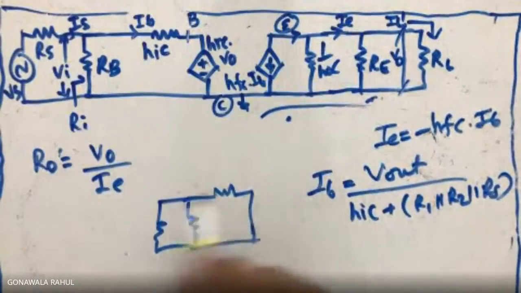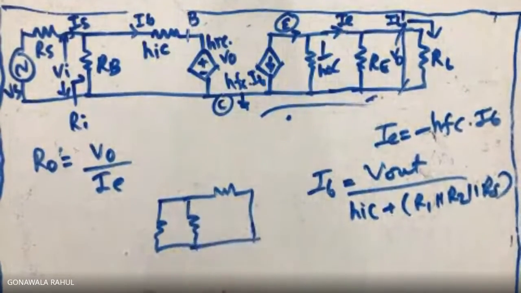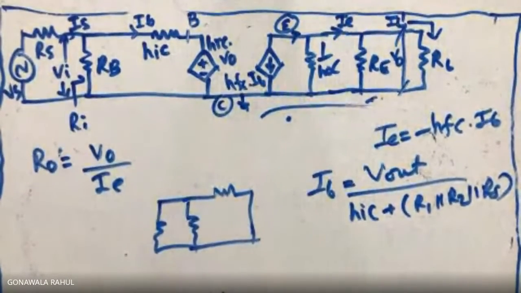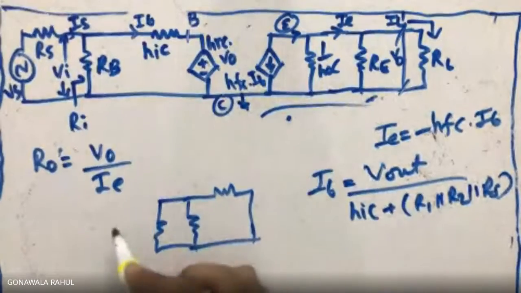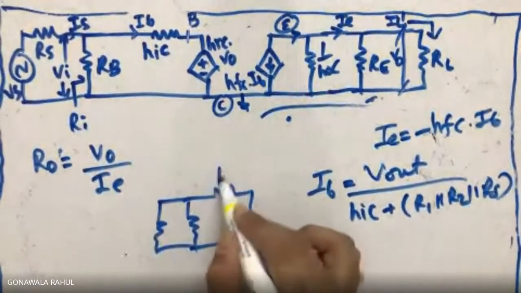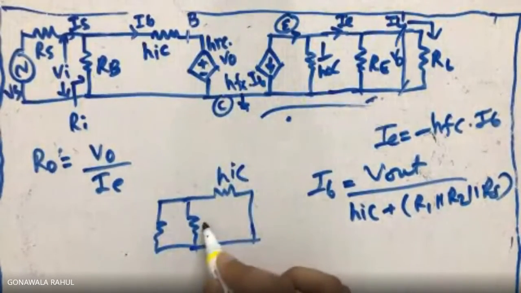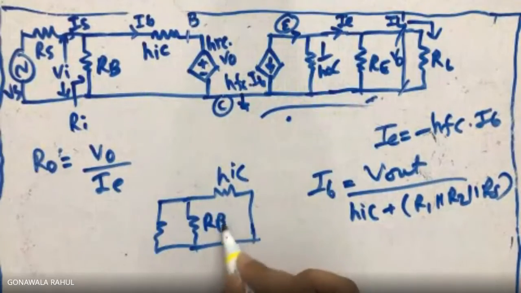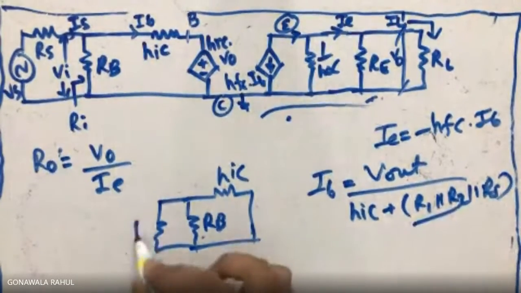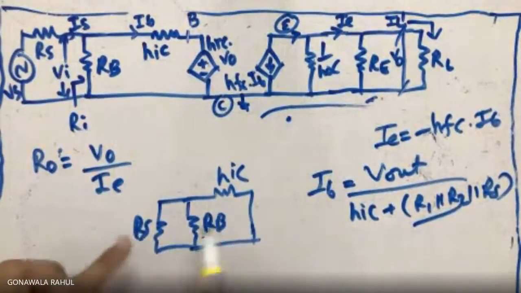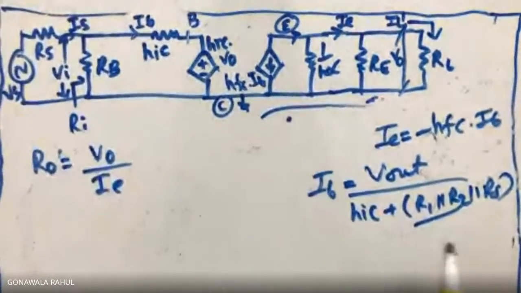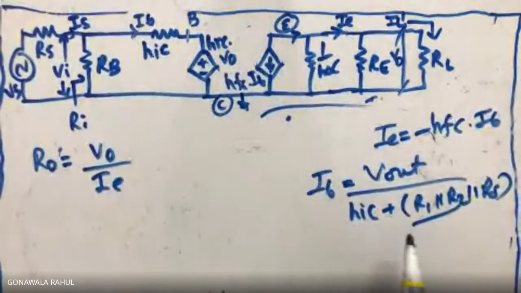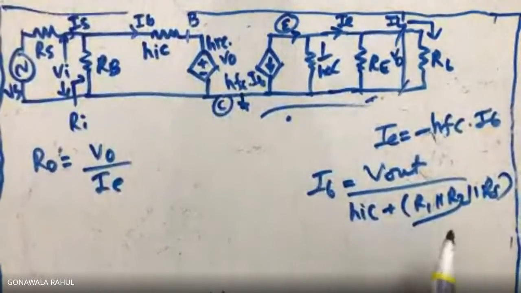Okay, so the circuit is like this. When Vs is 0 and the supplied voltage is 0, when we want to determine the output impedance, the resistance values will be: this is HIC, this is RB, which is R1 parallel R2, and this is RS. These two in parallel plus HIC, so we write that down. So base current, input voltage, and input current will be derived like this.